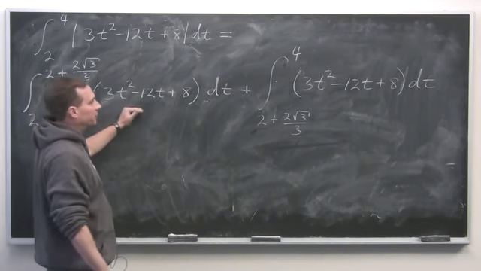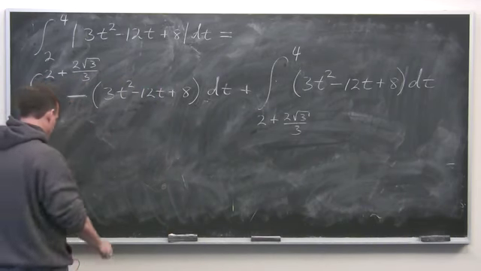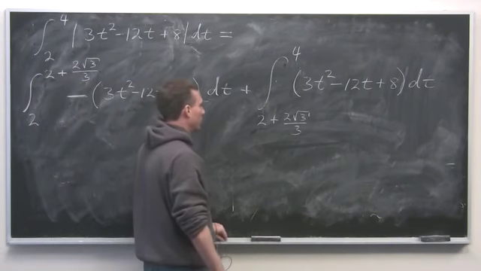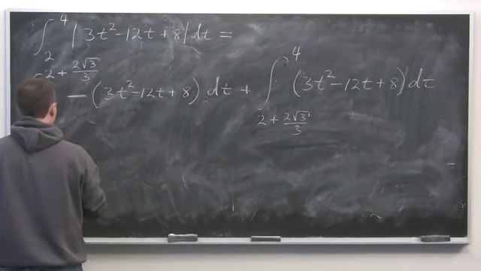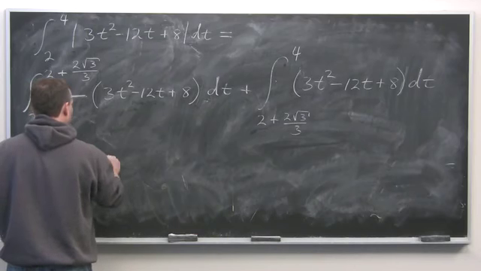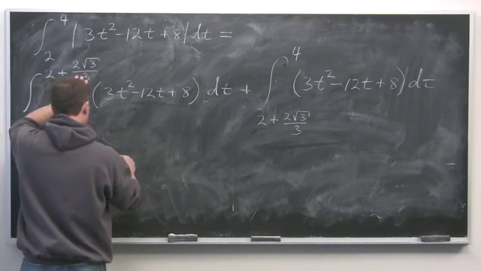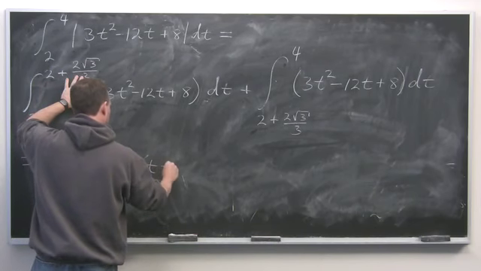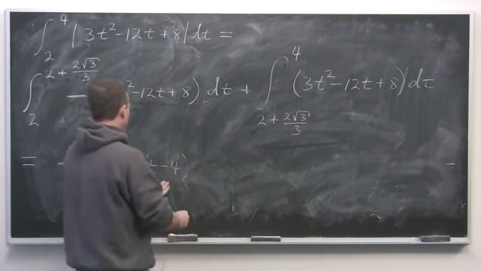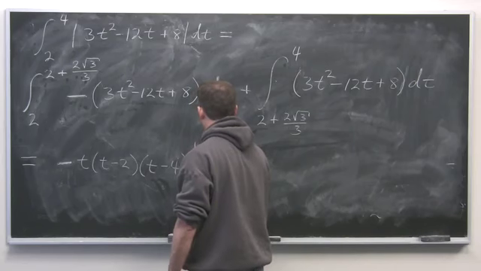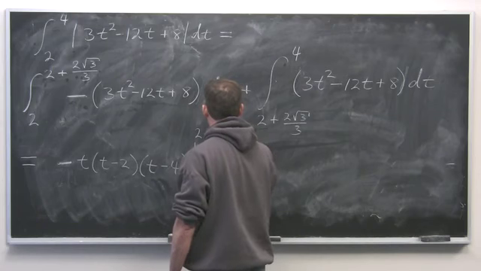Then you need to anti-differentiate both of these. It's the same anti-differentiation both times, except this one has a minus sign, so it's not like you have to do a lot of extra work. So what do we get? We get what we got before. We already anti-differentiated this, and without a plus c, we got t times t minus 2 times t minus 4. But now we'll have this minus sign hanging out in front. And you'll evaluate this from 2 to the nasty 2 plus 2 times the square root of 3 over 3.